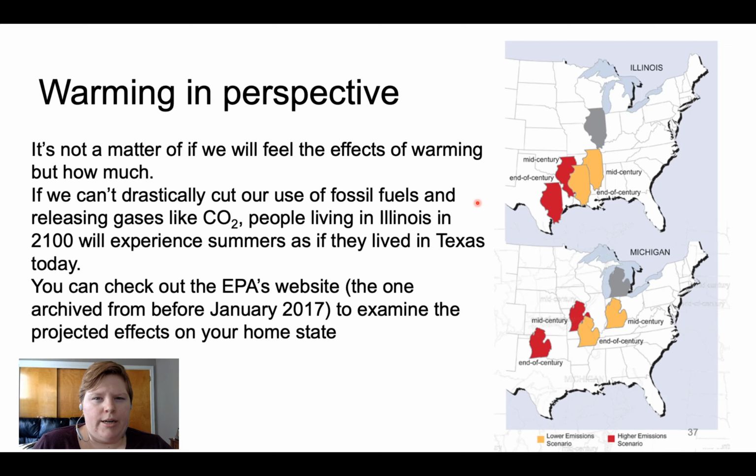So same thing with Michigan. A colder area, snows a lot currently. If we don't do much to change, it might end up like North Texas, West Oklahoma, really dry, hot places. So you can check out the data for yourself. This is from the EPA's website.